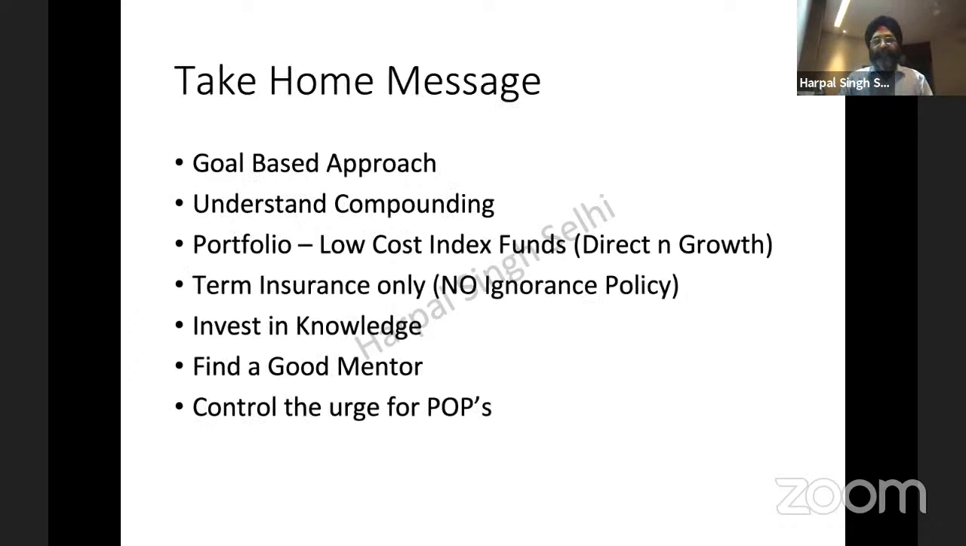So, take-home messages. You should have a goal-based approach, understand compounding. Your portfolio should be low-cost index fund, direct and growth, only term insurance, no ignorance policies, invest in knowledge, find a good mentor, and control the urge for purchases of pleasure.